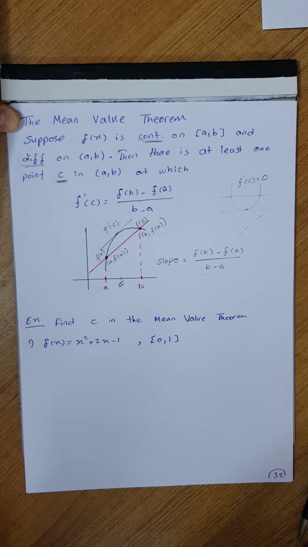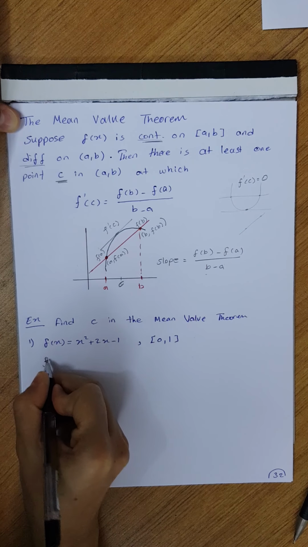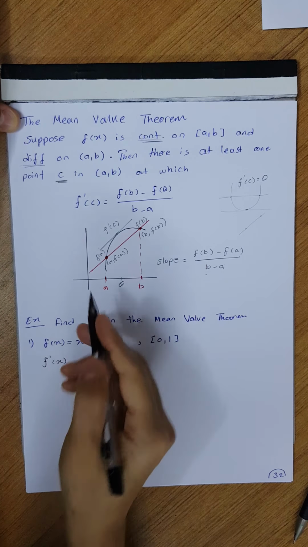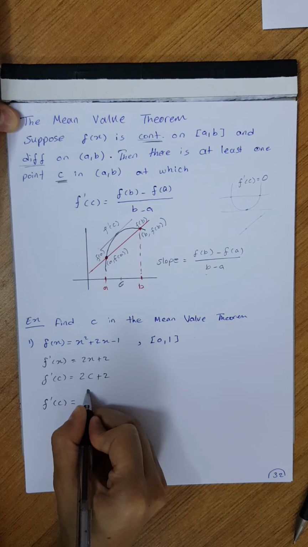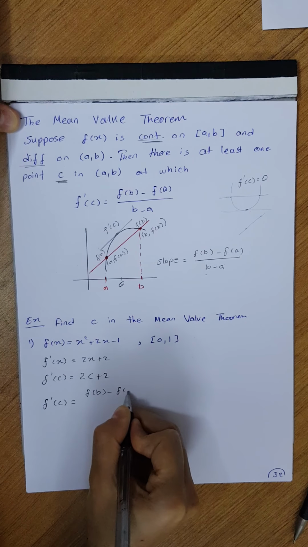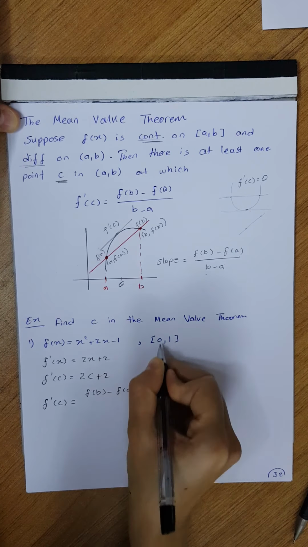So how do we find that C? I will say f prime of x is equal to what? Finding the derivative of this one, because I need the derivative for putting C into it. That's equal to 2x plus 2. So f prime of C is equal to 2c plus 2. And then I have to find the slope. So f prime of C is equal to f of B minus f of A, where A and B are the endpoints, all over B minus A. So that one is equal to f of B minus f of A.